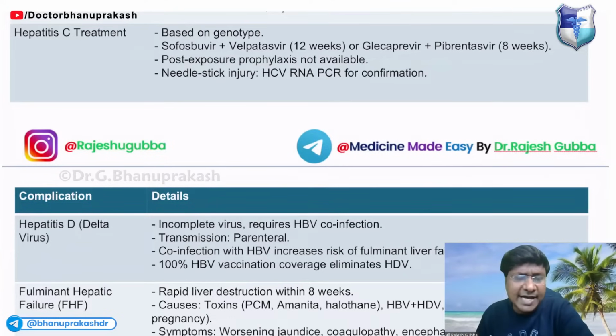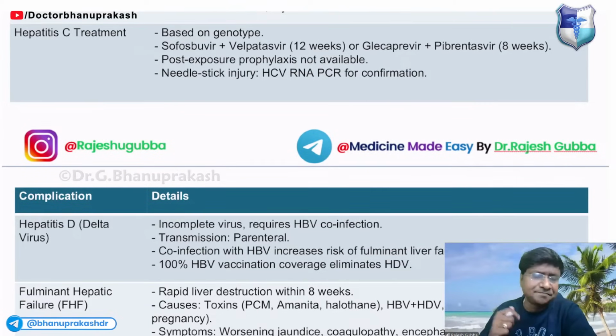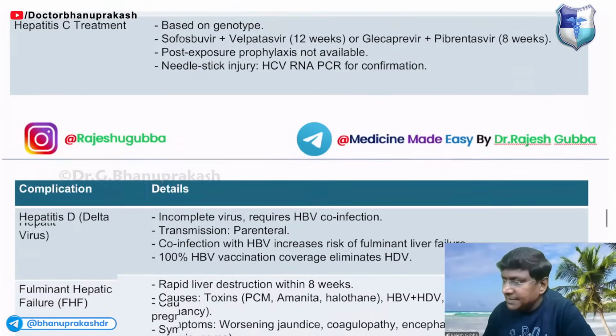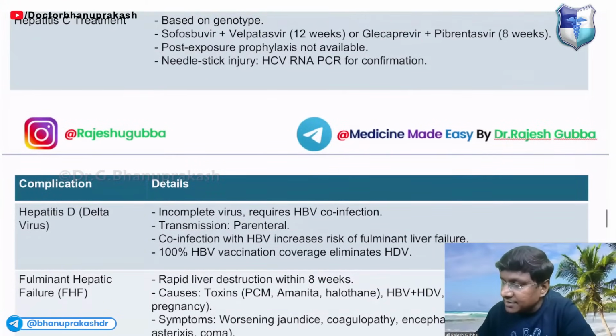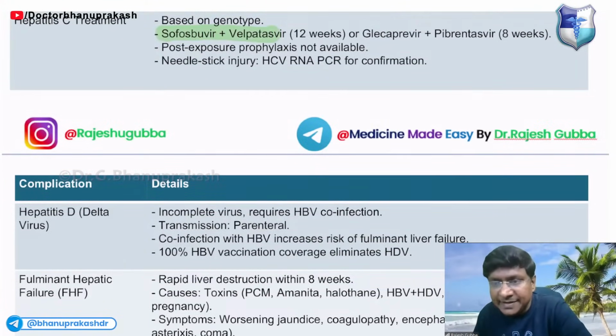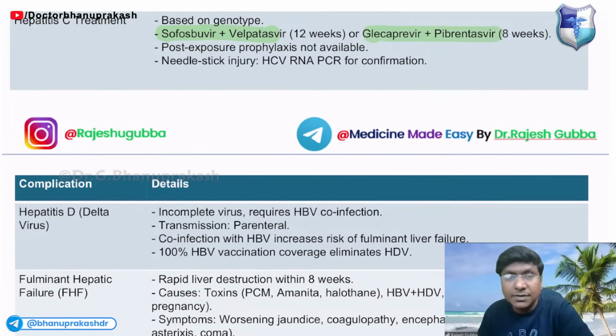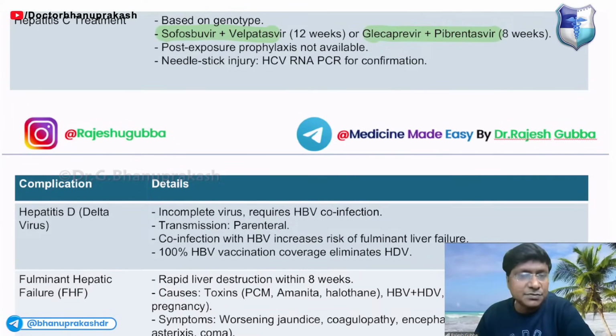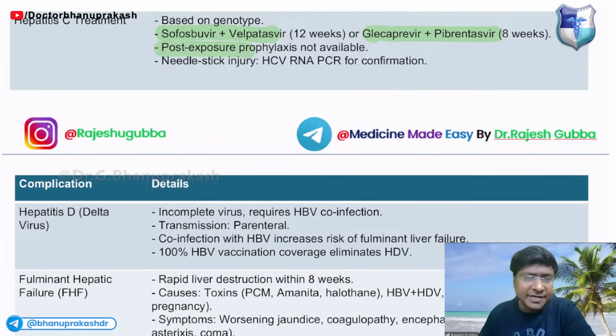Okay. Then what is the antiviral drug? In case of hepatitis B, we were giving tenofovir. But here we give according to the genotype. The commonly used antiviral drugs are sofosbuvir and velpatasvir, which should be given for 12 weeks. And the other important antiviral drug for hepatitis C will be glecaprevir plus pibrentasvir. That will be the antiviral drugs for hepatitis C, right? And is there any post-exposure prophylaxis for hepatitis C? No.